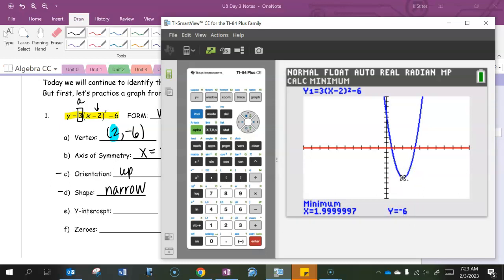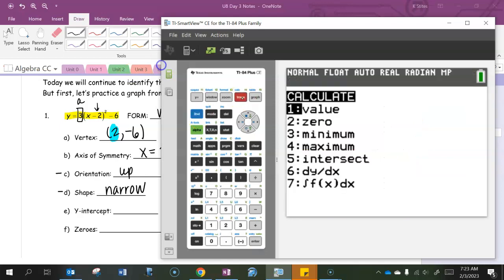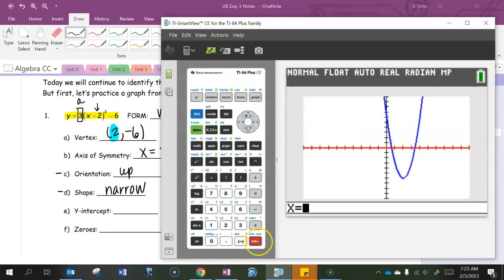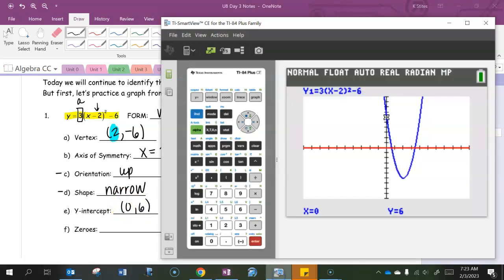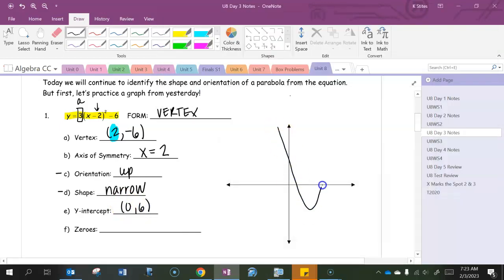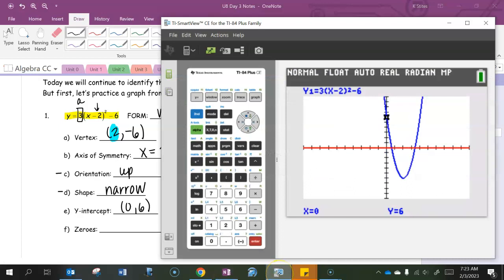Now we're going to find our y-intercept. To do that, we're also going to do second trace, and our x value is 0 every time for our y-intercept, and that's 0, 6. I'm also going to have to draw this, so I'm going to do that right now. We're going to plot the vertex and the y-intercept, and the last thing we need to plot are our zeros, which we'll find now.